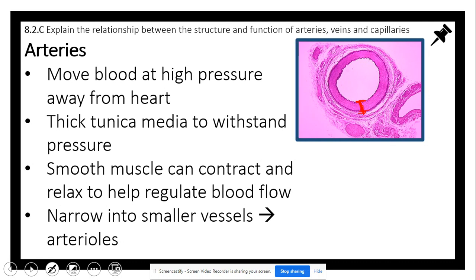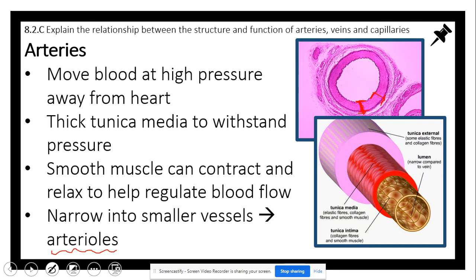Or if you had a trauma, if you cut yourself really badly, the vessels leading to that area can contract to prevent blood loss. So being able to some extent regulate that blood flow is really, really important, and that's why we've got muscle there. So big arteries are going to narrow into arterioles, and then that's going to go into the capillaries. So notice that thicker wall.